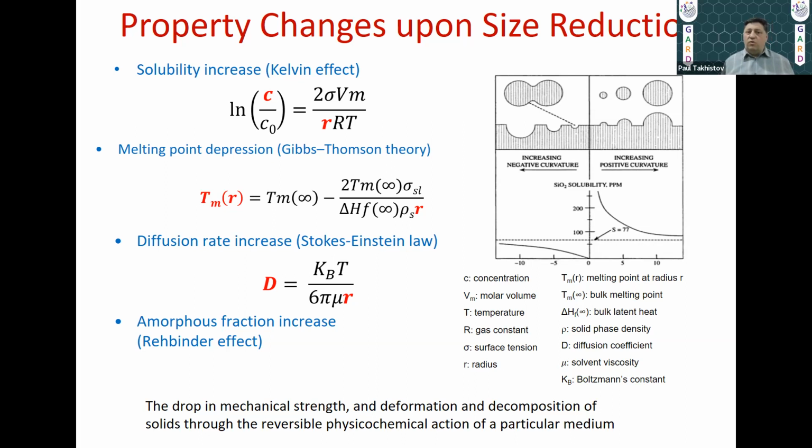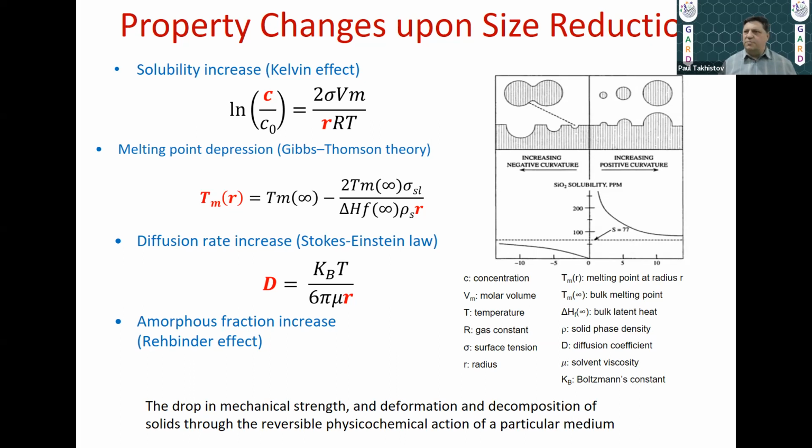First of all is the so-called Kelvin effect, who investigated evaporation and boiling of the liquid in capillaries and found that the solubility will increase. This is actually all nanotechnology application in the drug delivery. It's to control the solubility, and everything is based on the Kelvin effect. Depression of the melting point, the major thermophysical property in the phase transition, is based on the Gibbs-Thomson theory.